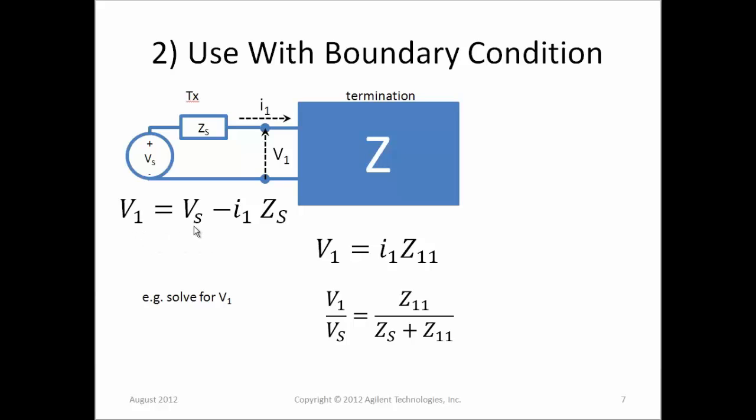I know that V1 is the voltage source minus the voltage drop across the output impedance of the transmitter, the driver. I have my Ohm's law from my one-port terminator. I've got now two equations, two unknowns. I can solve for the input voltage. I get a voltage gain here, V1 over Vs, equal to the simple voltage divider equation. So that's not too bad, but you have to bear in mind, always when you're doing these equations, how many unknowns do I have and how many equations do I need?